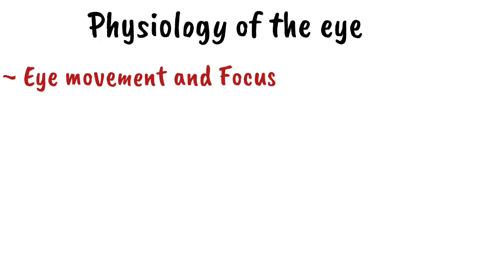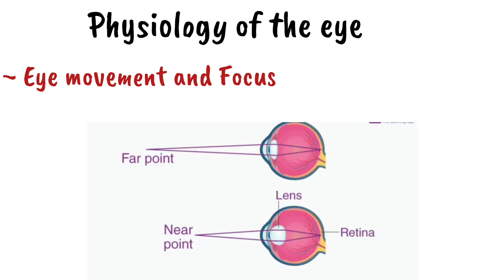Now, to focus on objects at different distances, the ciliary muscles adjust the shape of the lens. So when you look at something near, the lens becomes thicker, and when you look at something far, the lens becomes thinner. Now, this process of changing the lens shape is called accommodation, and it allows you to shift focus between objects at different distances.